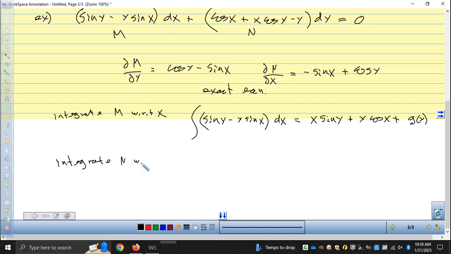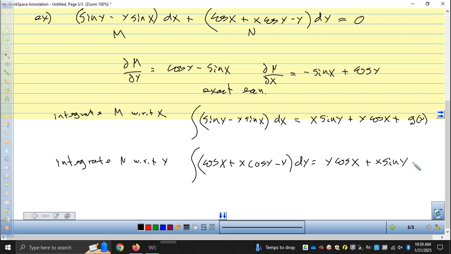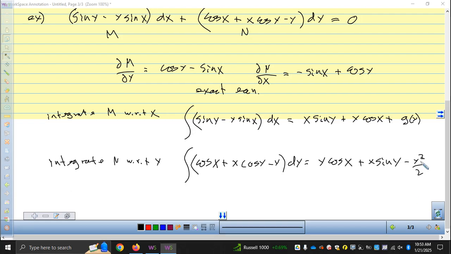So integrate N with respect to y, and we get the integral of cosine x plus x cosine y minus y dy. And when we integrate that, I get y cosine x plus x sine y minus y squared over 2 plus possibly some function of x.